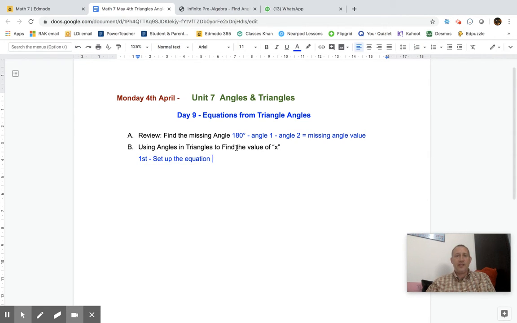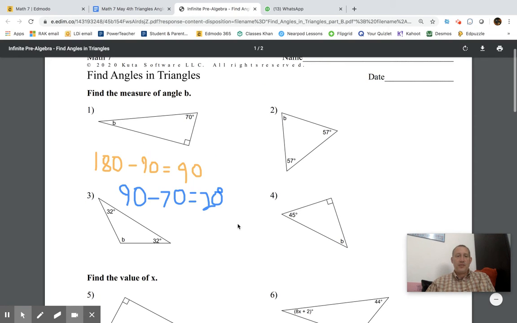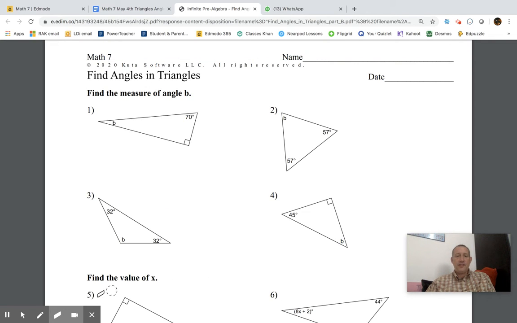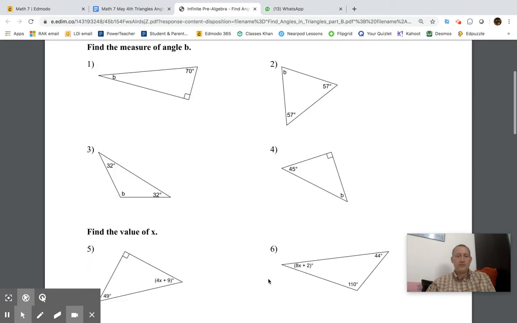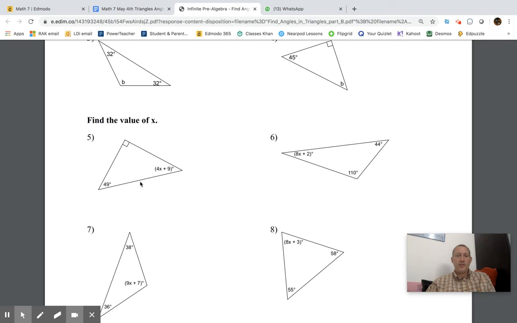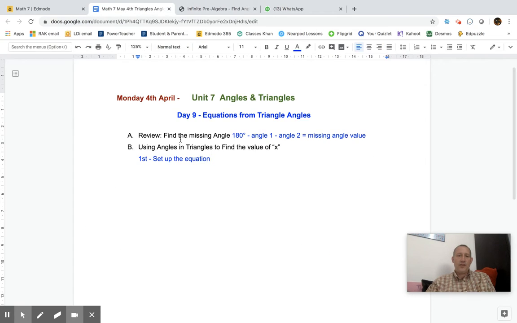Now, if we're going to look at one that doesn't have just numbers, but let's say it has a value of x in it, the first thing you want to do in a problem like these down here is set up an equation. Well, we know that all three of these angles equals 180. So we're going to have 180 equals 90 plus 49 plus 4x plus 9. So we call that setting up the equation.